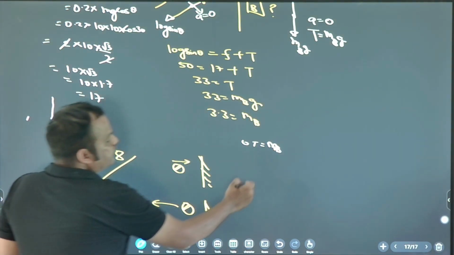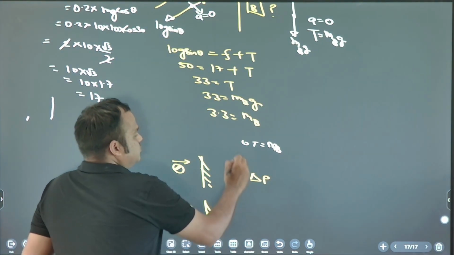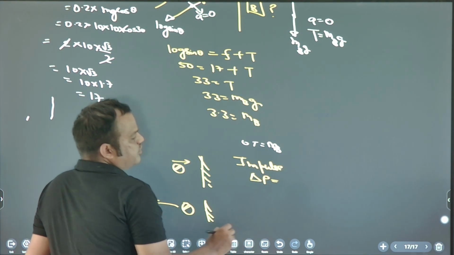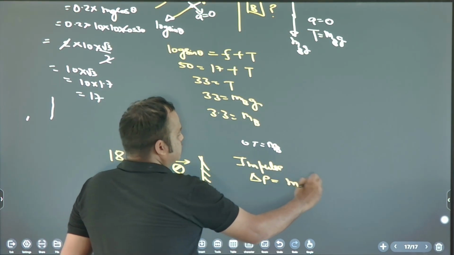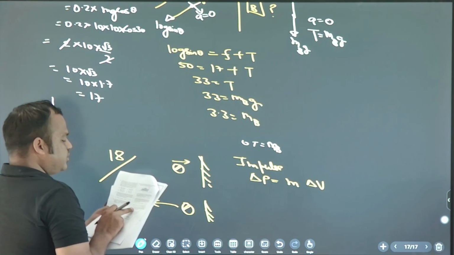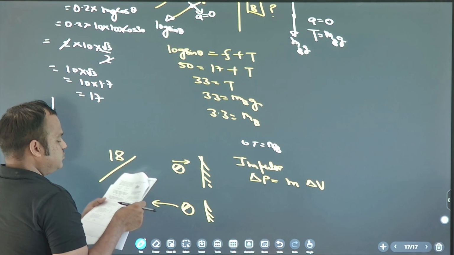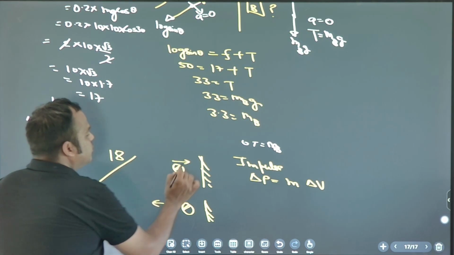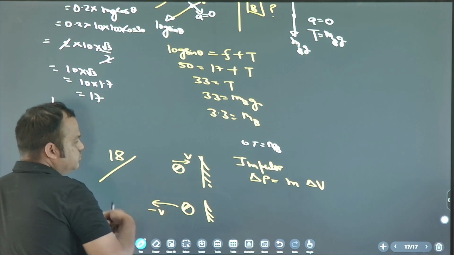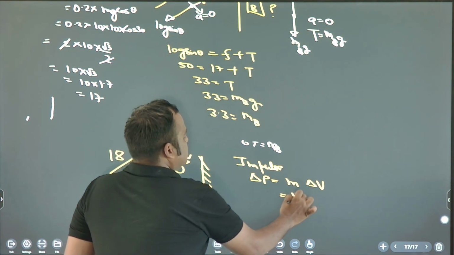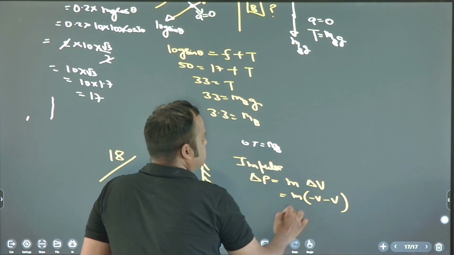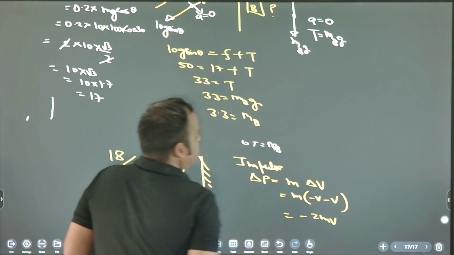Impulse. What is the formula for impulse? Delta P. What is the formula for delta P? M into delta V. Now, is initial velocity given or not? You have to find that. Suppose initial velocity is v. So what is final velocity? Minus v. So m into, tell me, v2 minus v1. So minus v minus v, so minus 2mv.